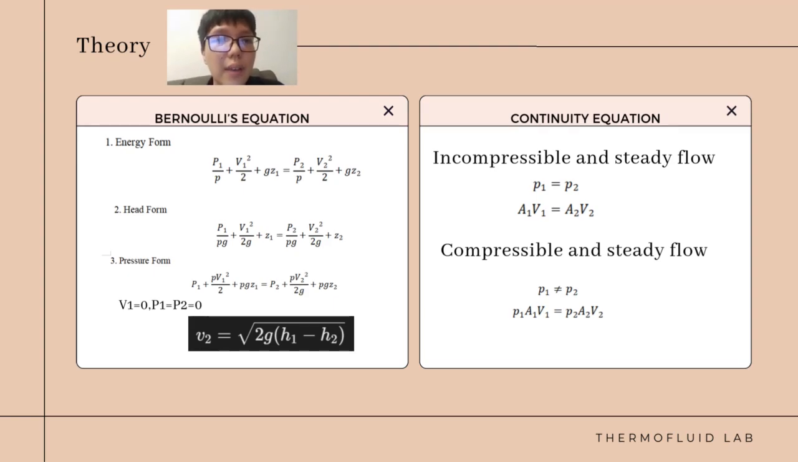Next, we have the continuity equation used to calculate the flow rate. Continuity equation has two types. It is incompressible and steady flow, where the density of the fluid is constant and does not change during the flow. Next, compressible and steady flow, where the density of the fluid changes when flowing.